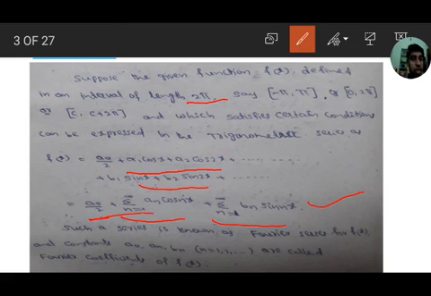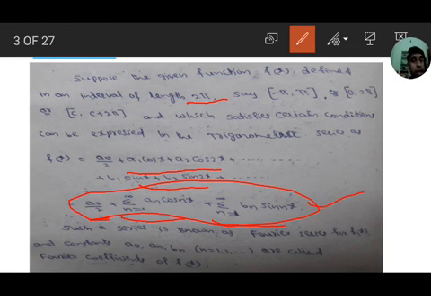This total series, a0 by 2 plus sigma n equal to 1 to infinity an cos nx plus sigma n equal to 1 to infinity bn sin nx, is called the Fourier series for f of x, and the constants a0, a1, a2, a3, an, b1, b2, b3, bn and so on are called the Fourier coefficients of f of x. Okay.